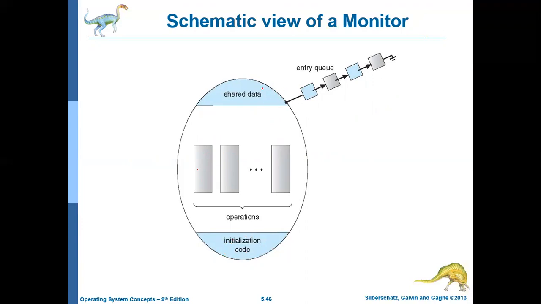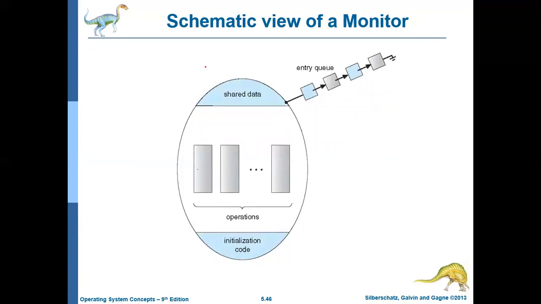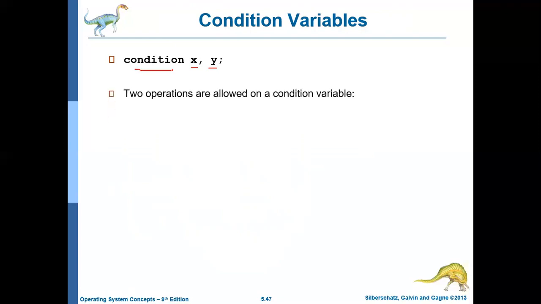So what is condition data? Condition data are shared variables. This x and y are condition data. Basically these are the shared variables which are available here. We create those variables using the keyword condition. Now on this condition variable the programmer can perform only two operations. One is wait, the other one is signal.